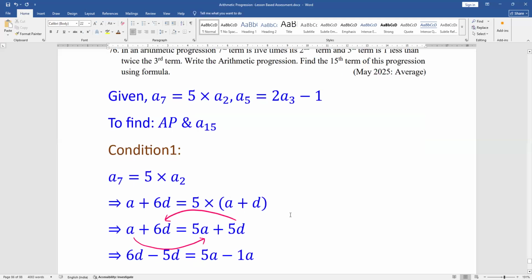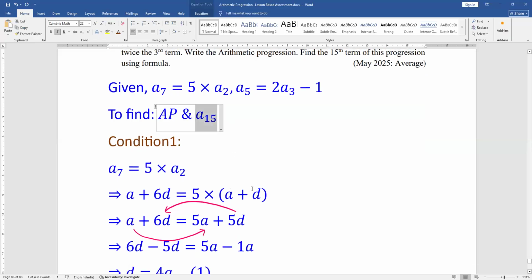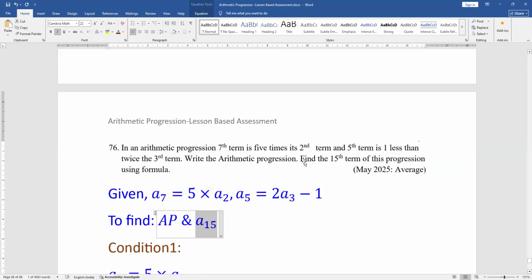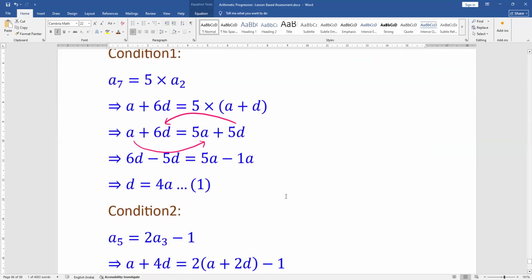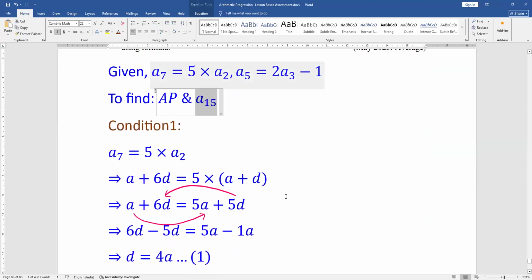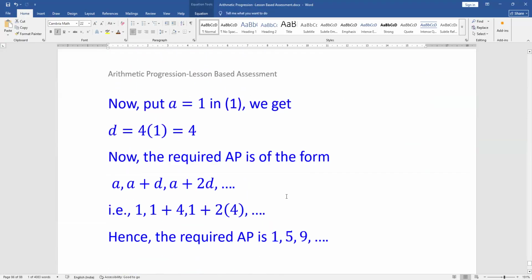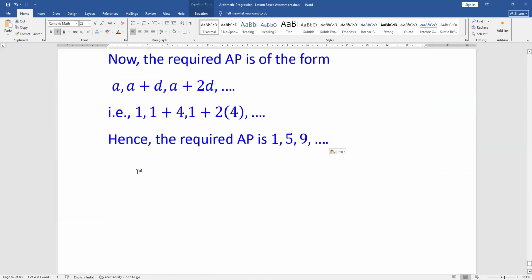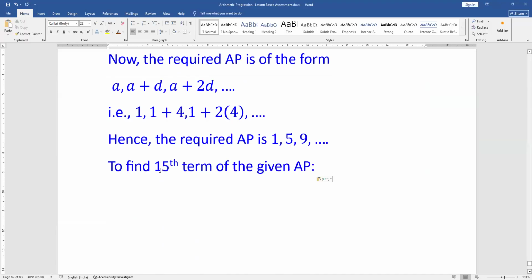And then after that, see here, we need to find out a15, that is the 15th term, because in the problem they mentioned, find the 15th term of this progression using the formula, correct? So I need to find out the 15th term also. Okay, we already got the AP, so let us write the 15th term formula. The 15th term of the given AP is nothing but a15. What is a15 equal to? a15 is a plus 14d.